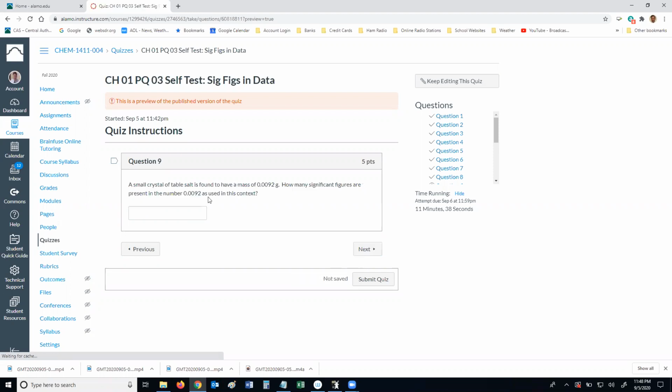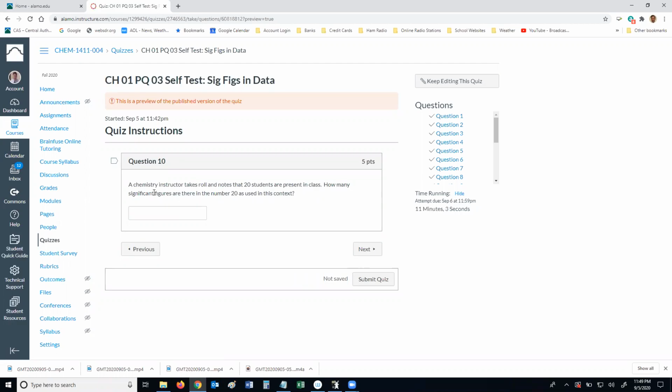Okay, question 9. A small crystal of table salt is found to have a mass of 0.0092 grams. How many significant figures are present in the number 0.0092 as used in this context? Well, those first 3 zeros there are zeros at the beginning of a number. So only the 9 and 2 are significant, and we have 2 significant figures.